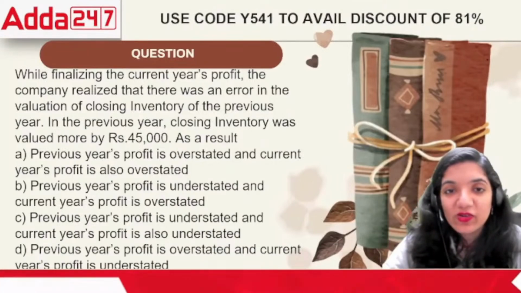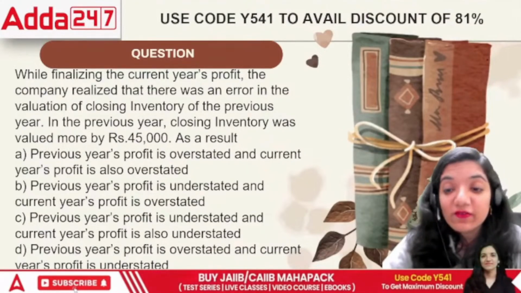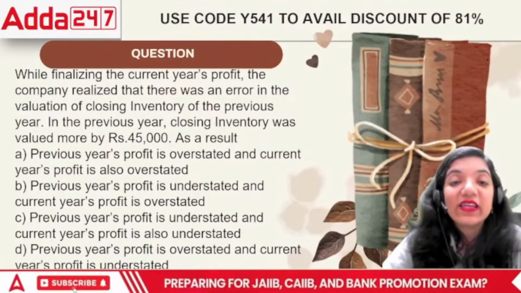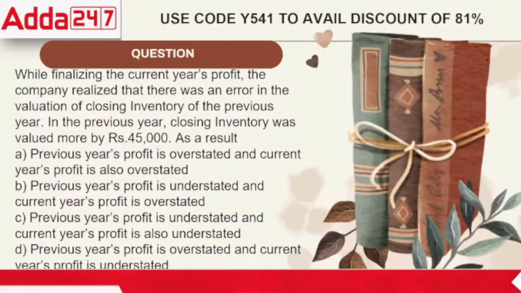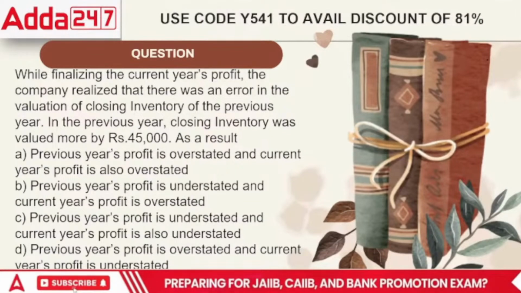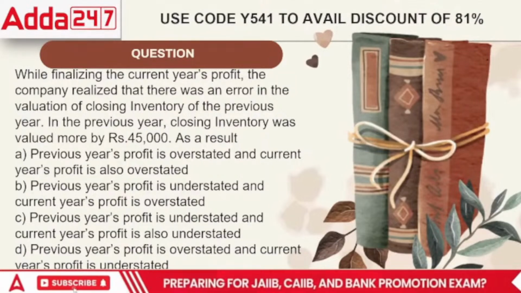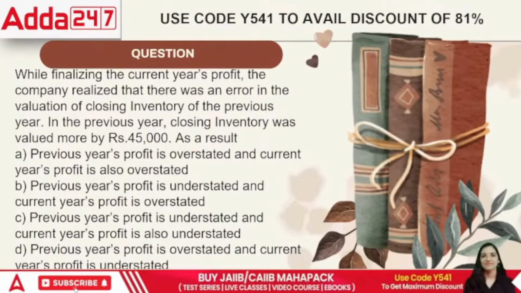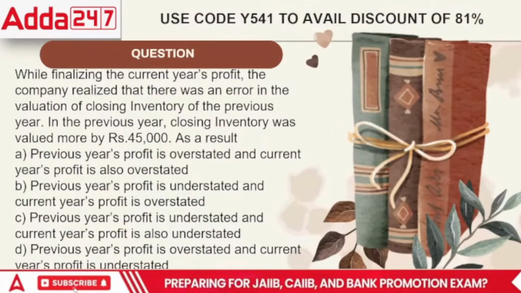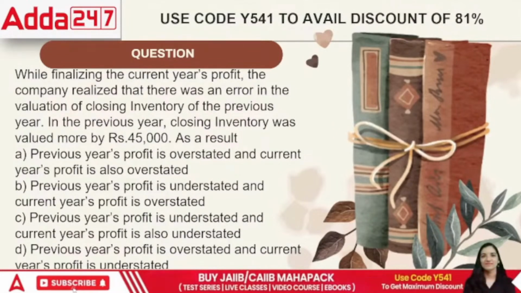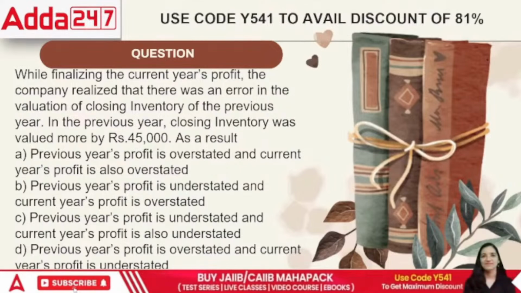Okay, the next question is quite long, so go ahead and try it out, everyone. The question says that while finalizing the current year's profit, the company realized that there was an error in the valuation of the closing inventory of the previous year. If anything belongs to the previous year, that was the closing amount of the previous year, so for this year the amount will become opening. As a result, the previous year profit is overstated and the current year is overstated as well; or the previous year profit is understated and this year's is overstated; or the previous year is understated and the current year overstated; or the previous was overstated and this year's is understated.